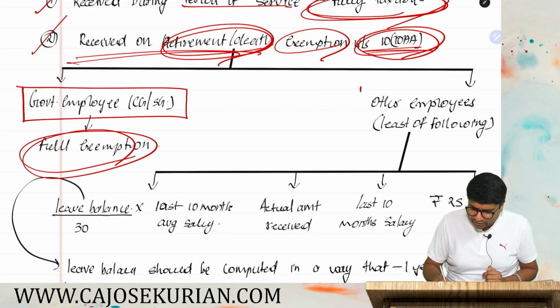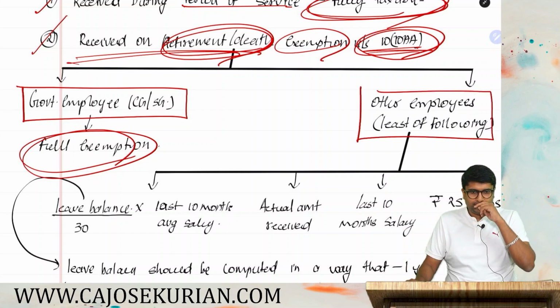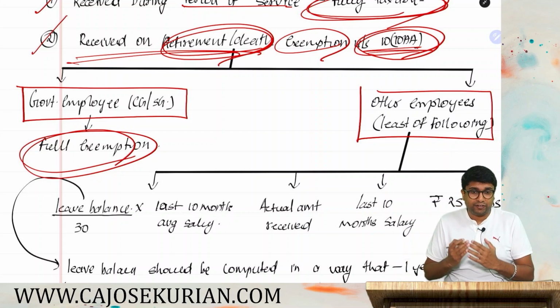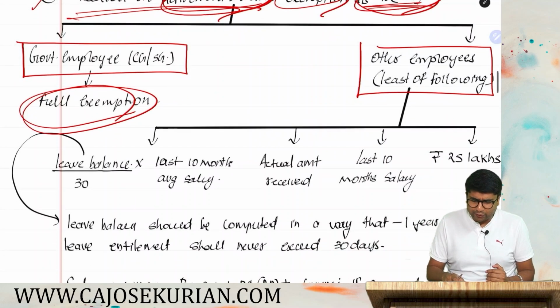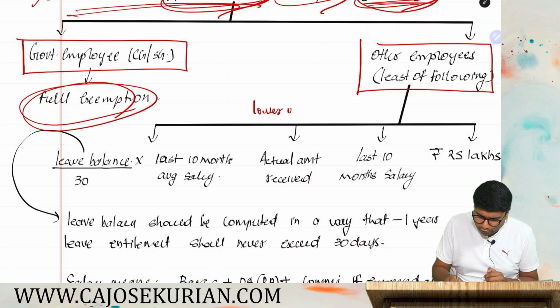Now, the second one, if you are an employee who is under some other category. So say for example, you are an employee working in a private limited company and you are receiving this leave encashment at the time of your retirement or death, then you can claim exemption, and the exemption shall be lower of these four. Lower of these four limits given here.